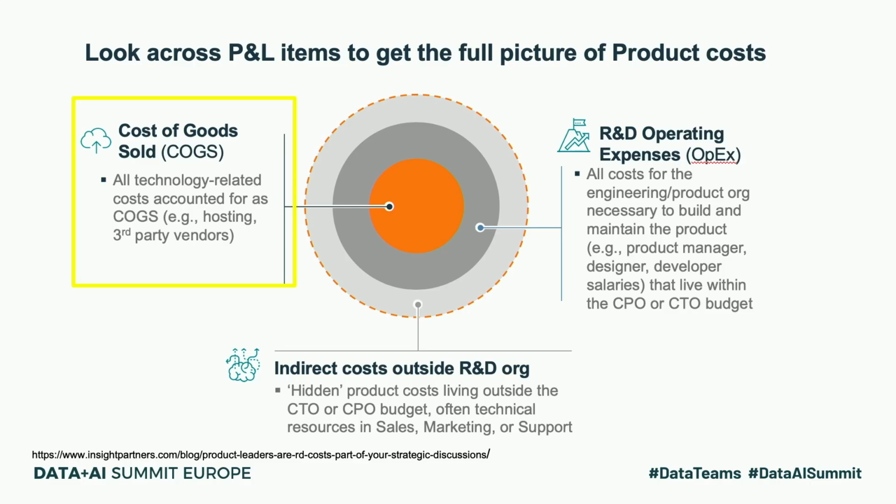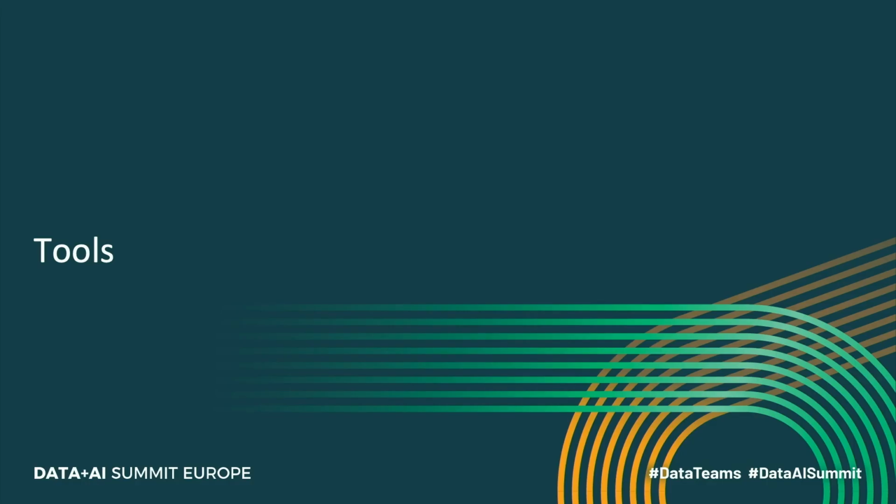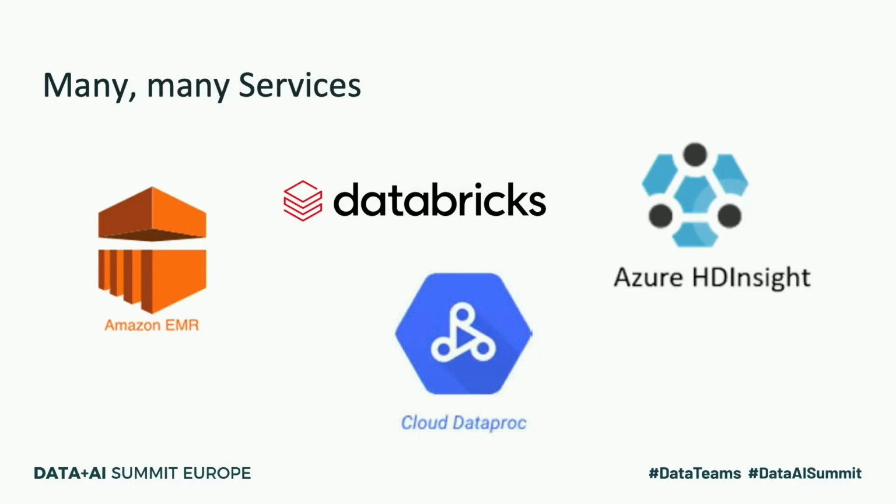And that brings me to the high level of P&L. And P&L, profit and losses, this is a bigger picture that we can see. And our section really goes into the cost of goods. How much do I pay for hosting my services? How much do I pay for third-party vendors? And this is the piece of the cake, I like to call it, that we are going to focus on today. Now that we understand the motivation, let's go into the tools.